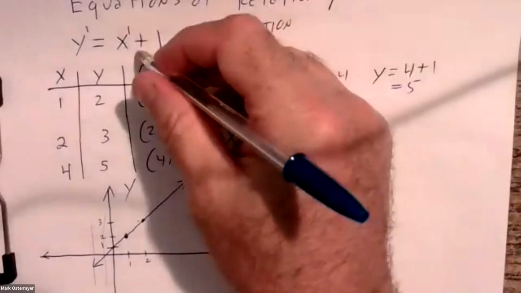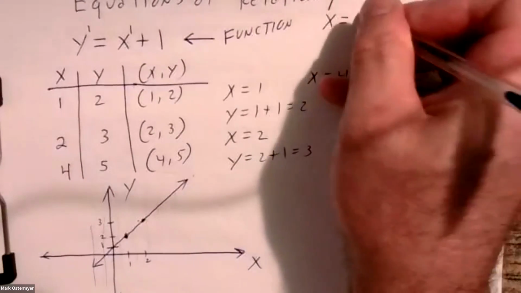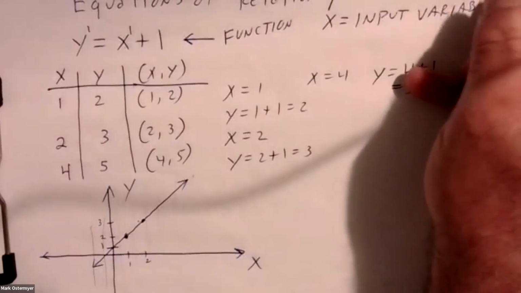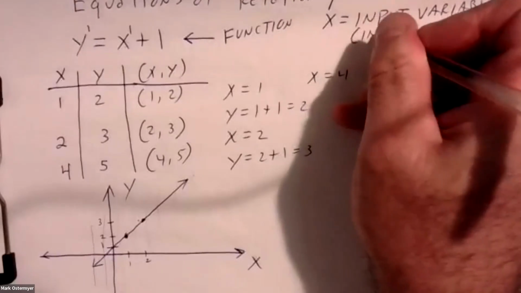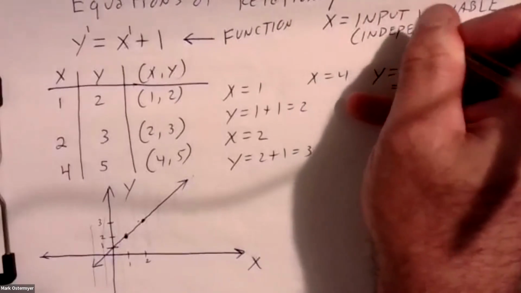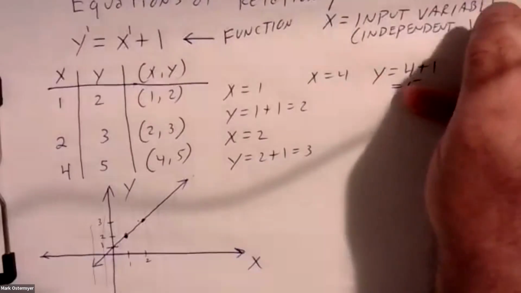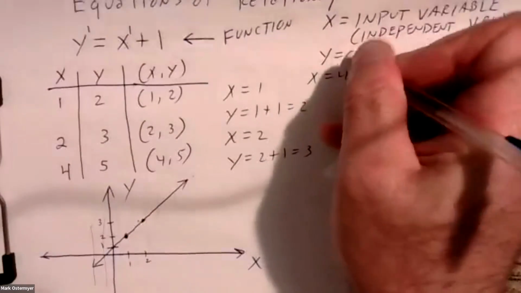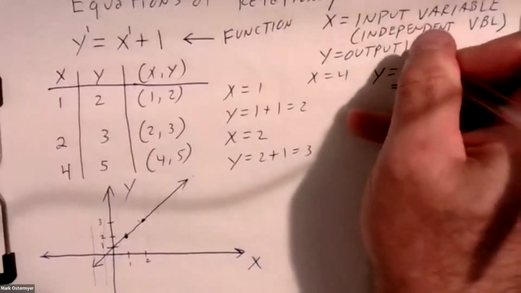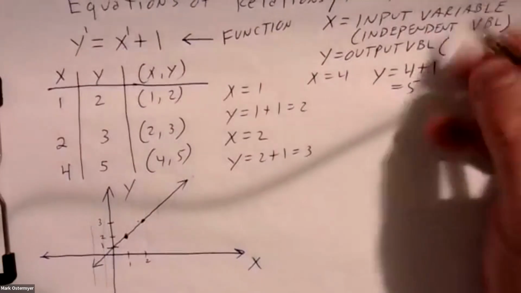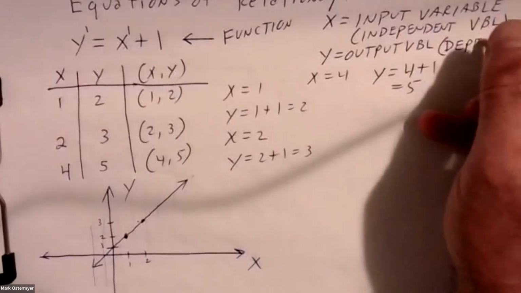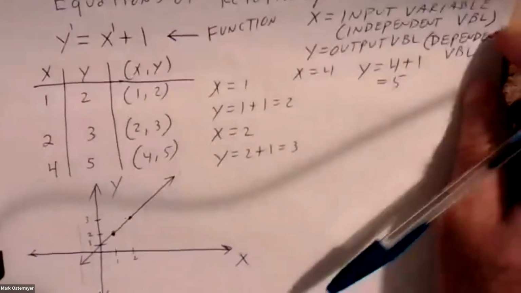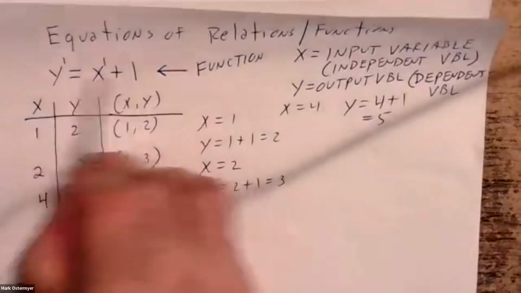Now, the x variable of this function here oftentimes is called the input variable. Or it's referred to as the independent variable. VBL is going to be short for the word variable. The y variable oftentimes is called the output variable of this function. Or it's often referred to as the dependent variable. Okay. So this is definitely an example of a function.